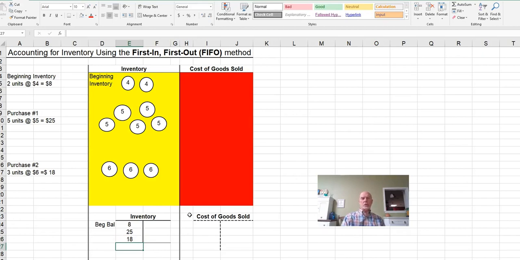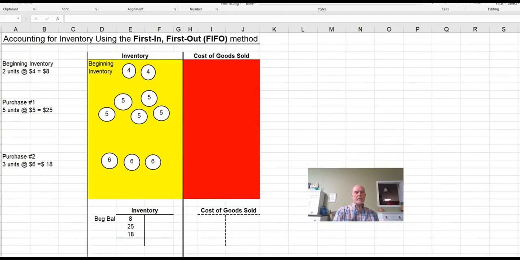Suppose we sold 6 items for $10 apiece. So we're making a profit because the $10 sales price is above all these costs. But how much profit did we make on those 6 that we sold? Well, it kind of depends on which ones we sold. So we had to figure out how to deal with that.